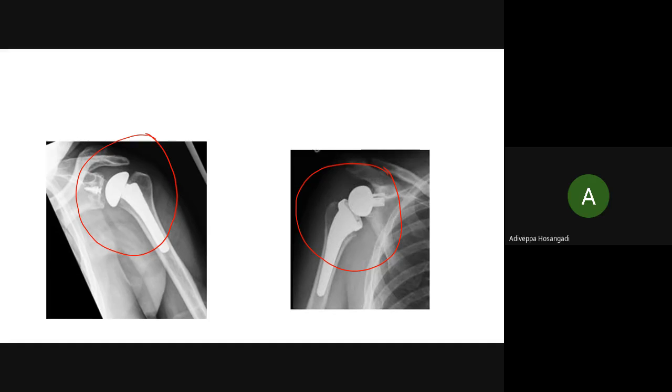It is easy. This is a normal humeral head, glenoid fossa. This is normal total shoulder replacement. Here what has happened? The head has become a cup and your glenoid has become the head. So this is reverse total shoulder arthroplasty. This is normal total shoulder arthroplasty.